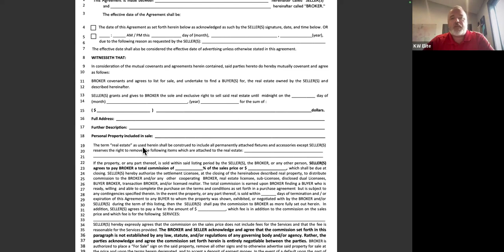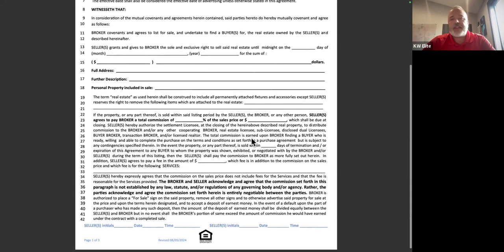Next, the term real estate shall be used to include all permanently attached fixtures and accessories, except the sellers reserve the right to remove the following items. If they are going to remove something, if they have a bush or a plant that's dear to them, if they have a play set, a play set is considered a fixture, by the way, if they have surround sound that's mounted to the walls and they're going to take it with them, that must be listed inside here. And then again, it must be listed in the purchase agreement as well.